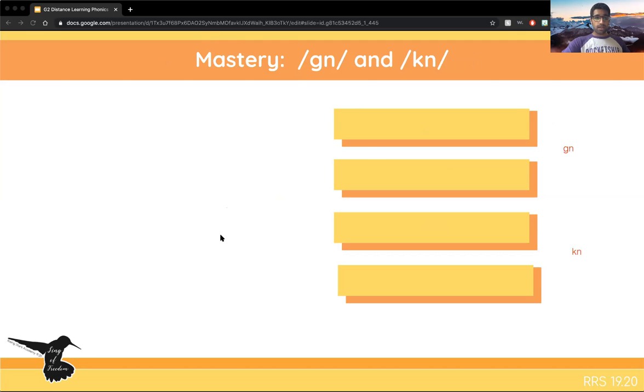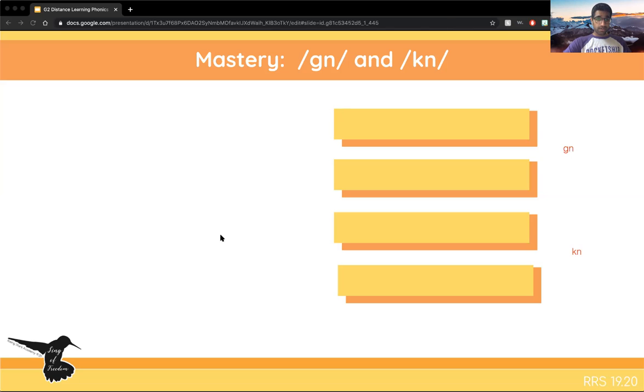Your first word is gnaw. Gnaw. The mouse would gnaw on the cheese. Gnaw. Your second word is really tricky, because this time I'm putting the spelling pattern at the end. Sign. Can you sign your name here? Sign.